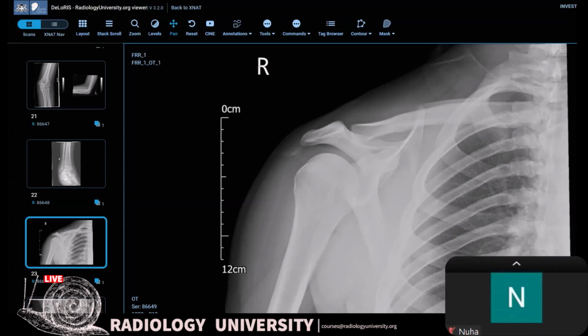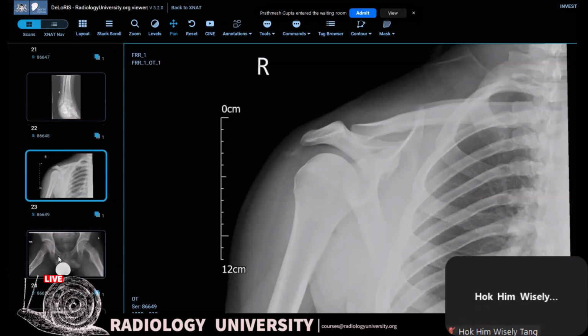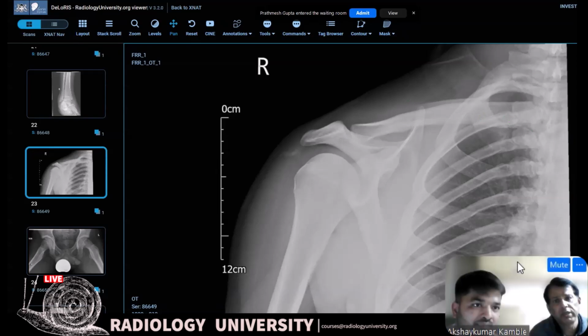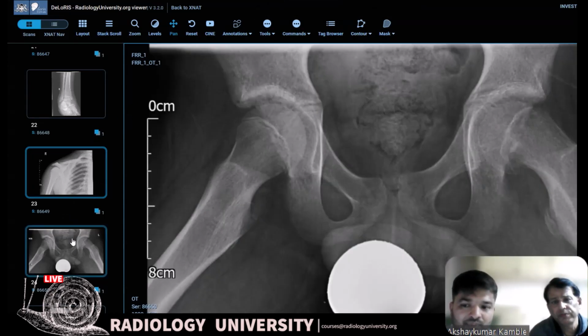Right acromioclavicular dislocation. Agreed. The AC joint is not normally aligned; it is inferiorly displaced. Normally you get a pointing upward, so this is an inferiorly displaced AC joint, with subluxation and dislocation of the AC joint on the right shoulder.